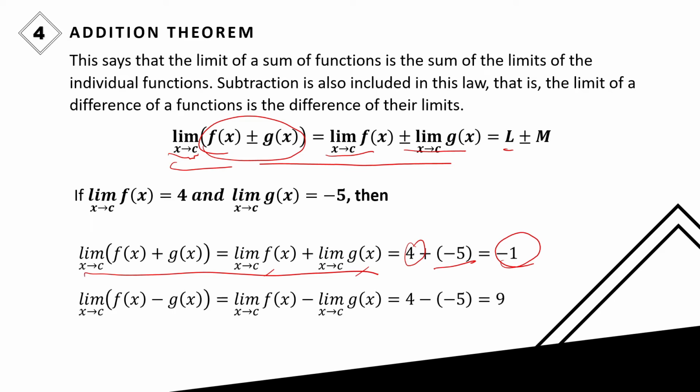And for subtraction naman, we have limits of f of x minus g of x as x approaches to c, and then yung individual limits of our function. So again, meron tayong value nito, which is 4 and negative 5 respectively. So we have 4 minus negative 5, that is equal to 9. Kasi negative multiplied by negative, that is positive. So we have 4 plus 5 is equal to 9.